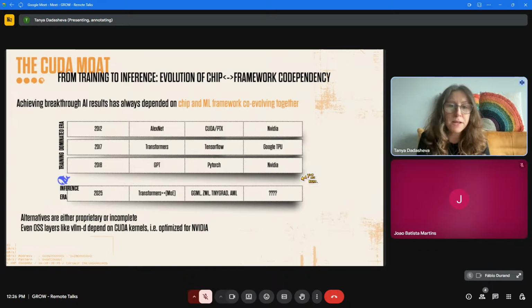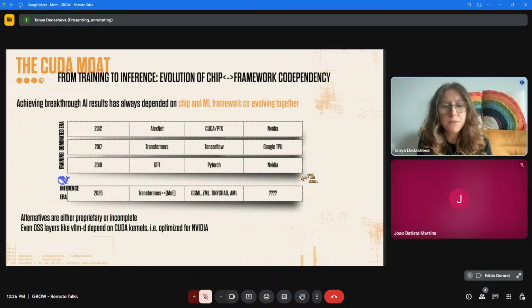And this kind of codependency, on one hand, is definitely limiting. On the other hand, it's definitely an opportunity, because there is something that changed in the market, again creating an opportunity: inference dominating training.